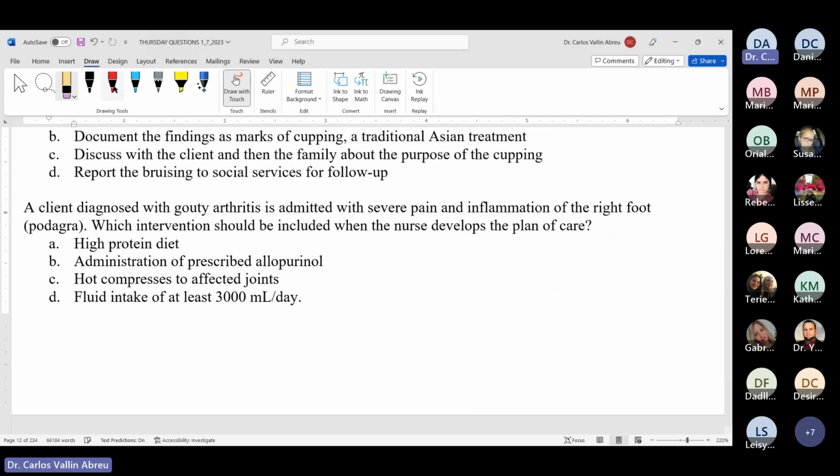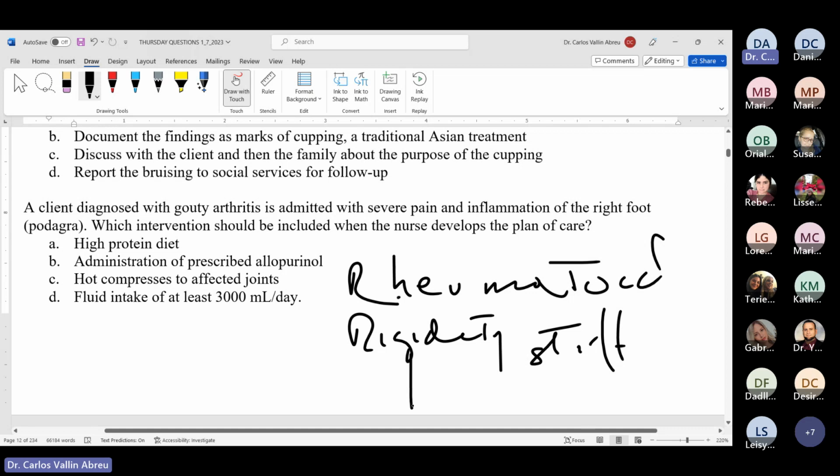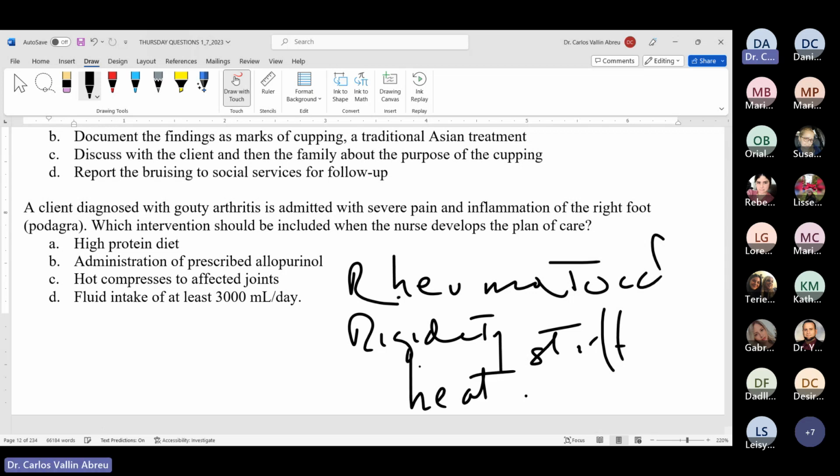Rheumatoid arthritis, which is another disease, okay? In which there is a symptom that is not the pain, it's not inflammation, it's the stiffness, the rigidity, okay? Morning stiffness, that the client experiences, that improves with heat. But it is different. It's not for the inflammation, it's for the rigidity and the stiffness.